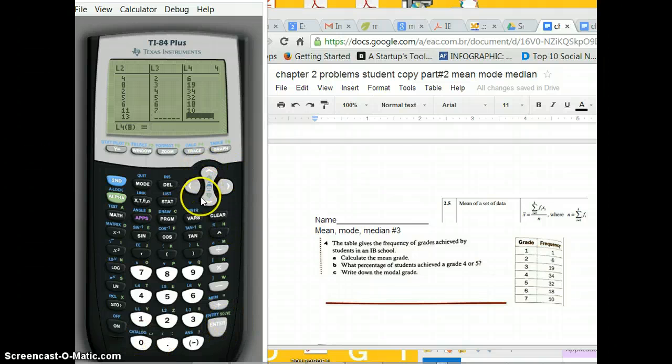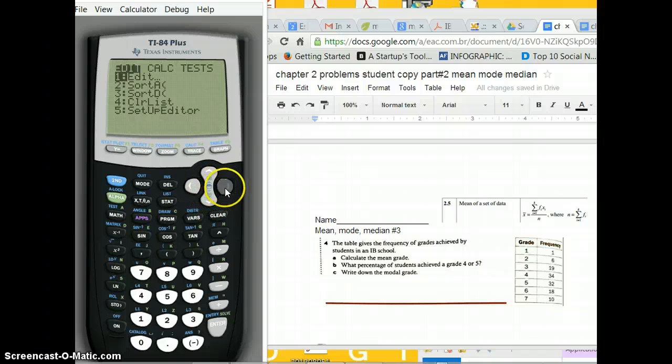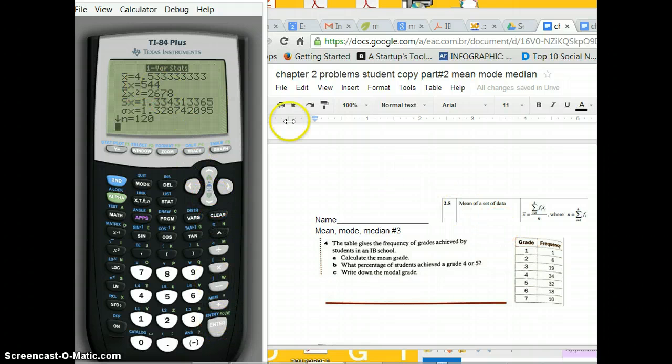Okay, and now we just do the same thing as last time. We do Stat, Calc, One-Var Stats, and the grades are in L1, L3 actually. I put it in L3. And then the frequency list is the frequency column, which we put in L4. And then we go down to Calculate. Okay, so the mean grade was 4.53, and the median grade is 4.5. So it must have just fallen right between 4 and 5, and so they had to average the grades.